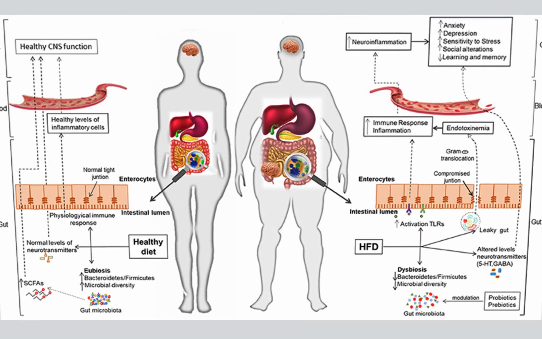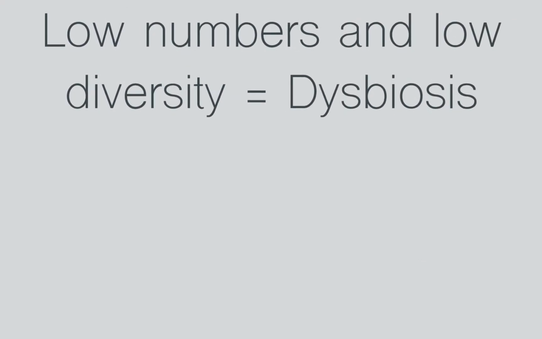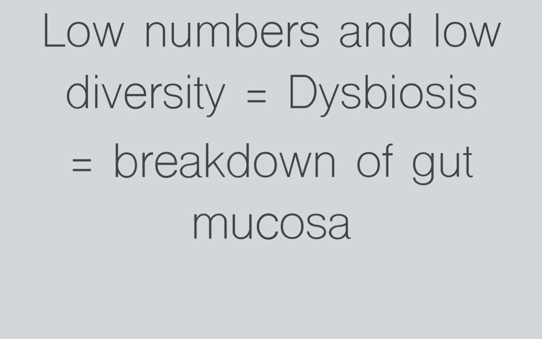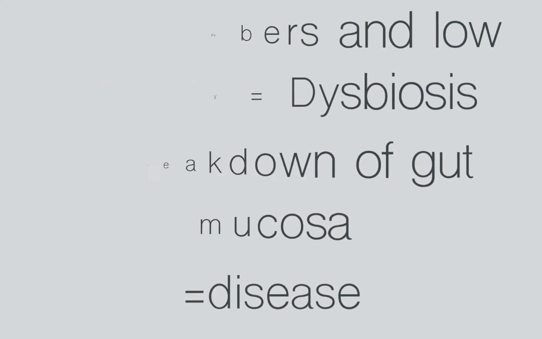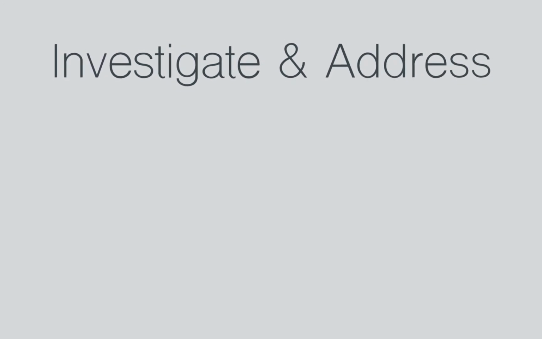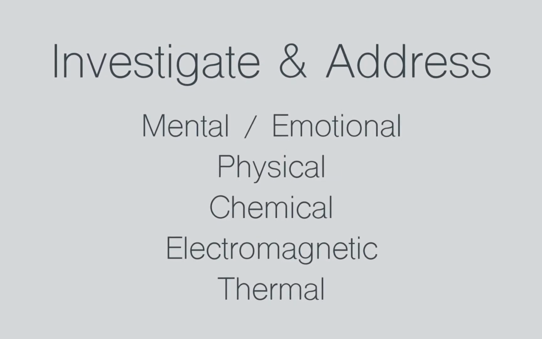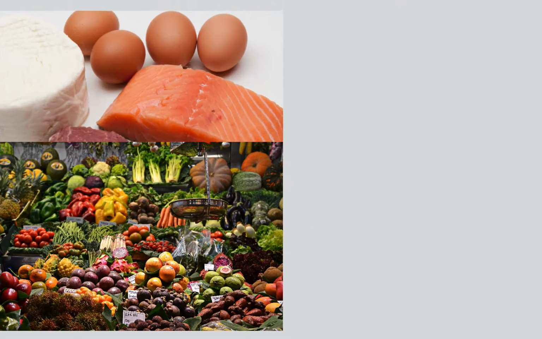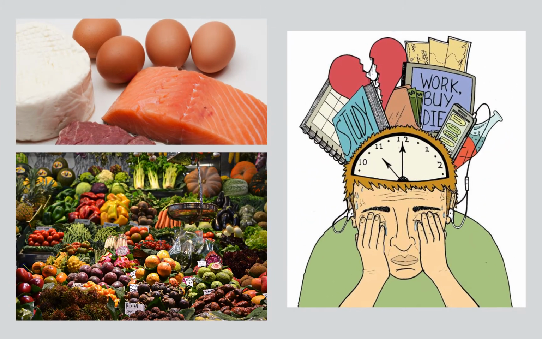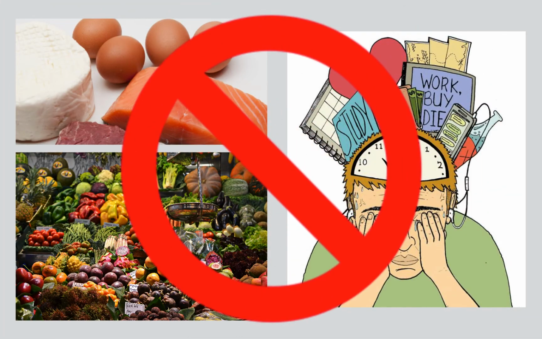As we saw before, once you decrease the numbers and diversity of the good bacteria, this leads to a dysbiosis, then breakdown of the gut mucosa, and ultimately leads to disease in the body. So investigating and addressing all the stressors an individual is experiencing is the foundation of managing the root causes of the disease process. For example, if an individual is eating the healthiest food possible but not managing their stressful work environment, that food will help their body to a certain level, but will probably not be enough to counterbalance the mental stress they are experiencing.